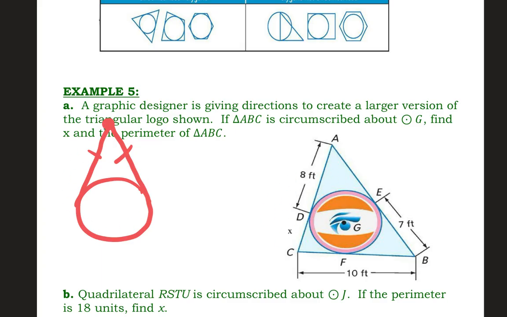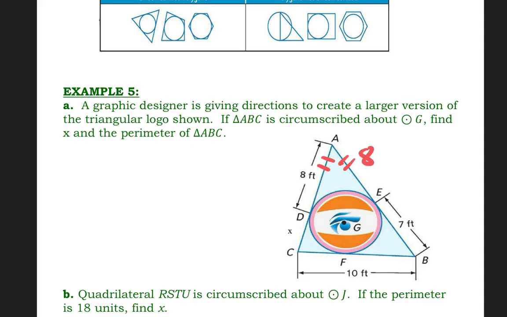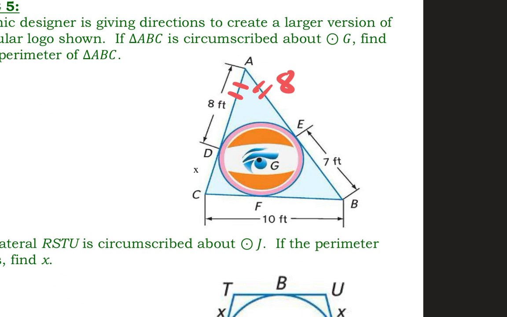What do we know already? What other measurement can we confirm? That A to E is 8, because these are common tangents. What else can we say then? What's 7? Good, B to F is 7. So he says this is 7, this piece has to be 7. Well, then that allows us to find X, because we know X should be equal to C to F.